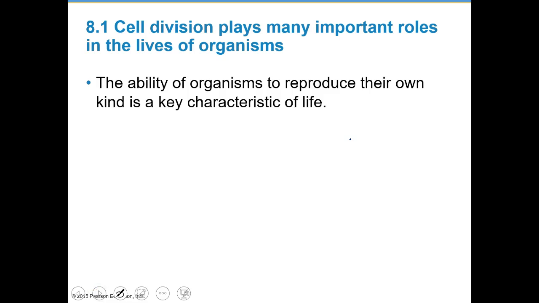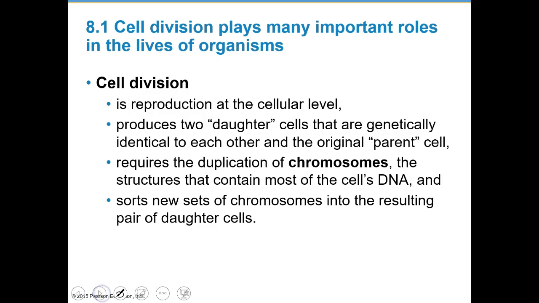The ability of organisms to reproduce on their own is a key characteristic of life. What we mean is they reproduce their own kind, whereas we're going to talk about viruses later, and technically they don't. They require a host cell to do their reproduction. But one of our keys to life is that organisms can reproduce their own kind. At the cellular level, it's cell division, reproduction at the cellular level.